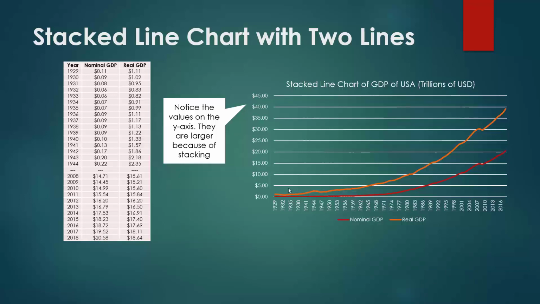That's because this is stacked up, which means the values are added. So for example, the nominal GDP goes from 0 to 20.58, and then the 18.64 is from here to here is 18.64. So together, 20.58 and 18.64 is like 39 point something. So it's close to 40.